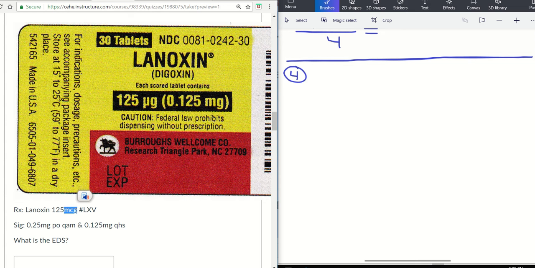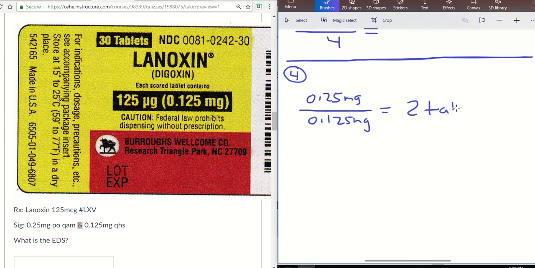So mcg is the same as ug, right? This mu. So an. What does an mean again? Add. We gotta add the morning dose to the night dose. So in the morning, 0.25 milligrams is ordered, and our supply is 0.125. So in the morning, they need how many tabs? They'll need 2 in the morning.